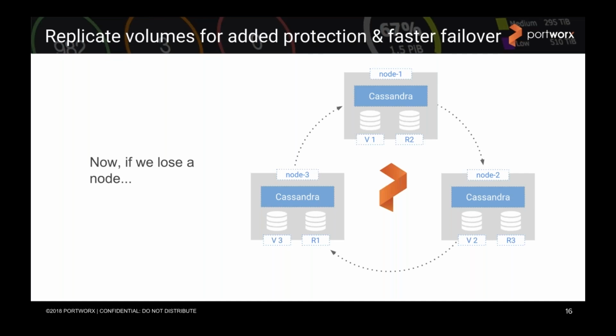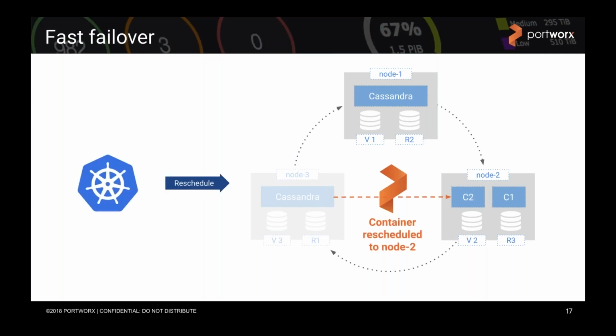So now if we lose a node, rather than rebuilding from scratch, we can simply fail over to another host in our cluster that already has an up-to-date copy of the data. Portworx actually tells Kubernetes which host it should reschedule that pod on, making sure that the data is available and you maintain hyperconvergence. And you also don't suffer the decreased performance that comes as Cassandra tries to rebuild one of its workers from index on other worker nodes.